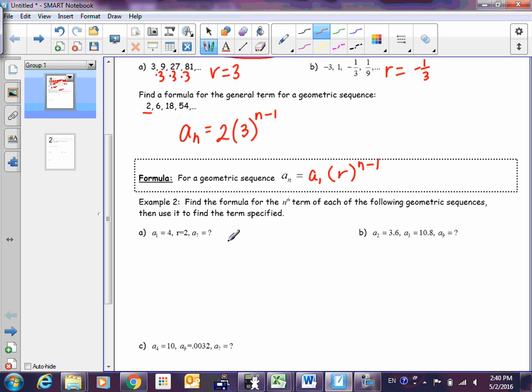So if we're looking at something like A, it says find the formula for the nth term, and then use it to find the term specified. The first thing we have to do is find A sub n. They give us the first term is 4, and they give us R is 2. So they're just handing this to us on a platter. They're giving us exactly what we need. So what would A sub 7 be, or the 7th term? It'd be 4 times 2 to the what power? 6. To the 6th power. Remember, it's 7 minus 1.